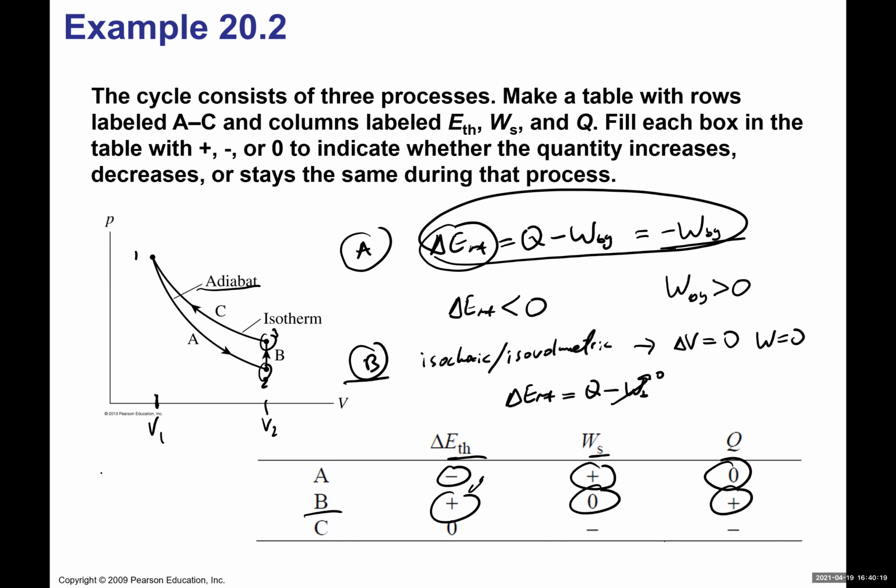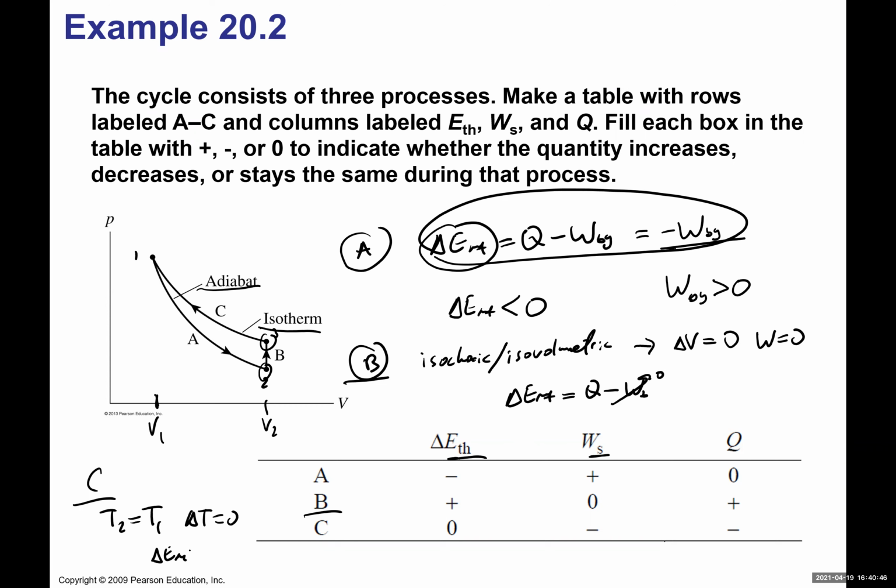All right, so finally we have path C, which is isothermal. Isothermal means temperature is the same. That means T2 is the same as T1, right? Because we go back to point one, state one, and the temperature is exactly the same because it's along the same isotherm. Now, delta T is 0, which means the change in internal energy, which equals 3 halves nR delta T, is also equal to 0. If the change in internal energy is 0, then 0 equals Q minus W by the gas. That means Q and W are exactly the same.